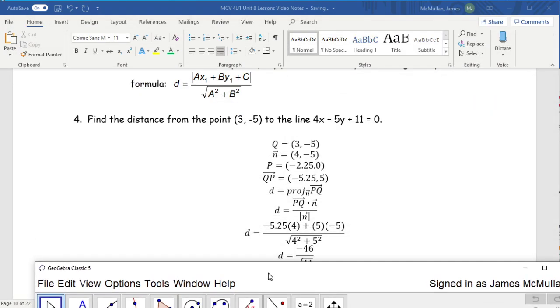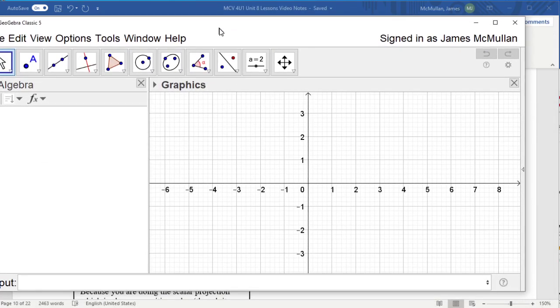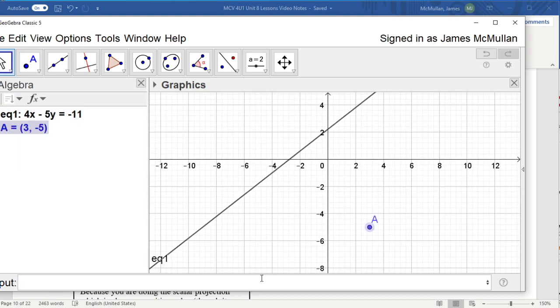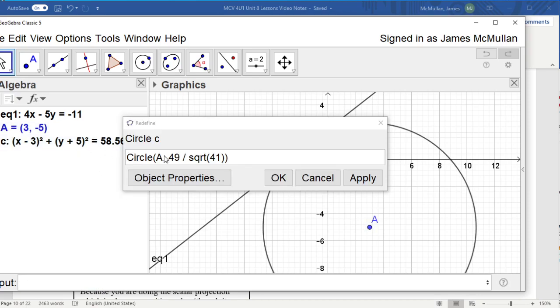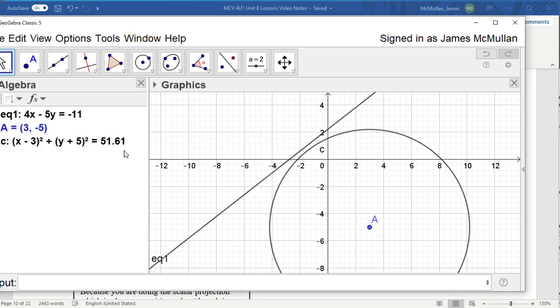So let's draw the line: 4x minus 5y plus 11 is 0. Let's draw the point I'm looking for, 3, negative 5. And then let's draw a circle from point A with radius 49 over square root... what did I say it was? 41. Not 49, 46. Okay, and I'm wrong.